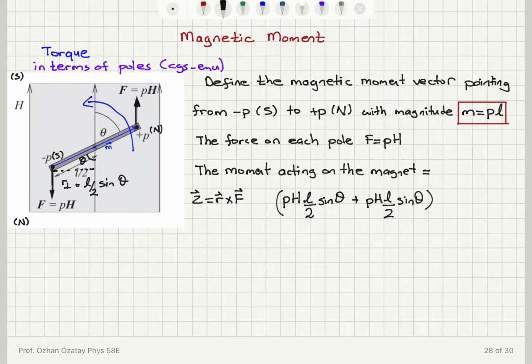And which way is this torque pointing? So if I define as the z-axis that's coming out, so you can see from the right hand rule, if you curl your fingers in the direction of the change in the angle, you see that your thumb points in plus k hat direction. So we can see that this is basically PHL sine theta in k hat direction. So we find that the torque is equal to the cross product of magnetic moment with the magnetic field H.